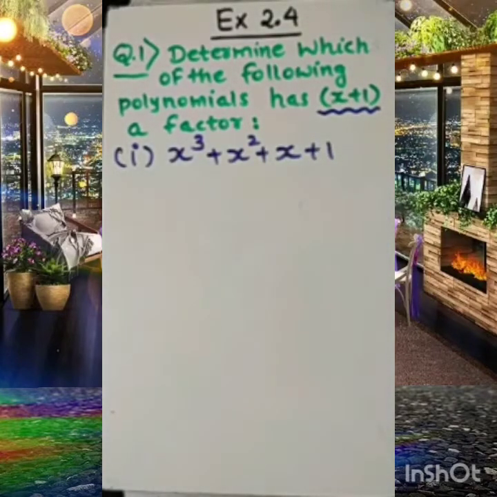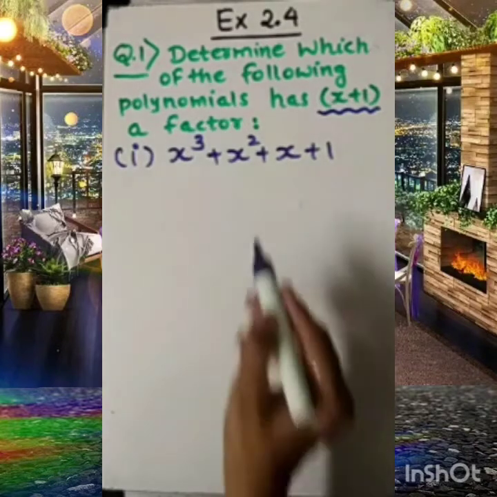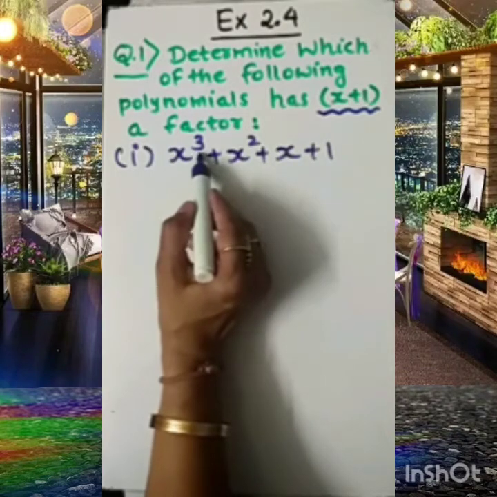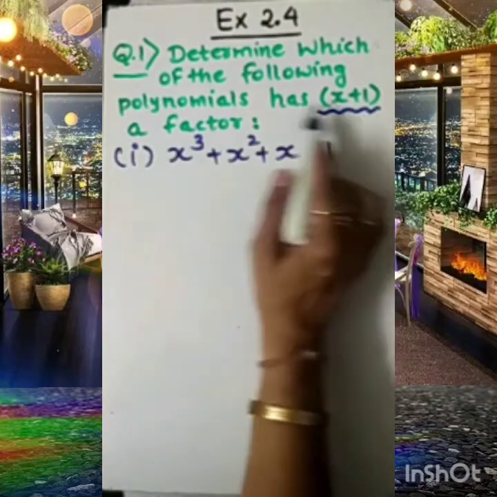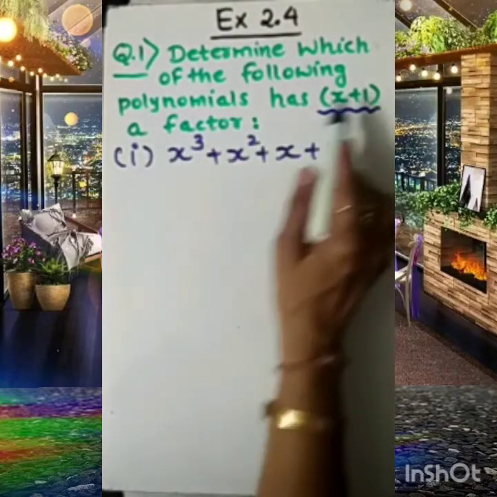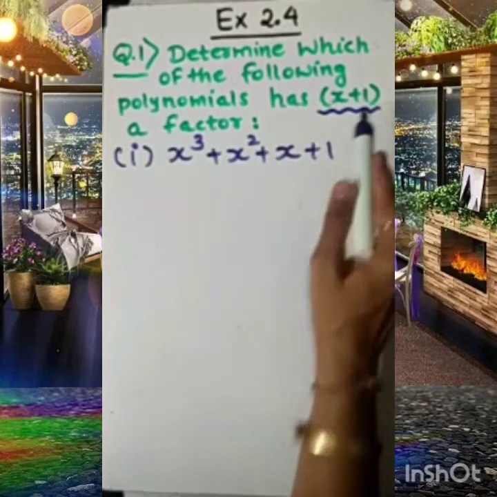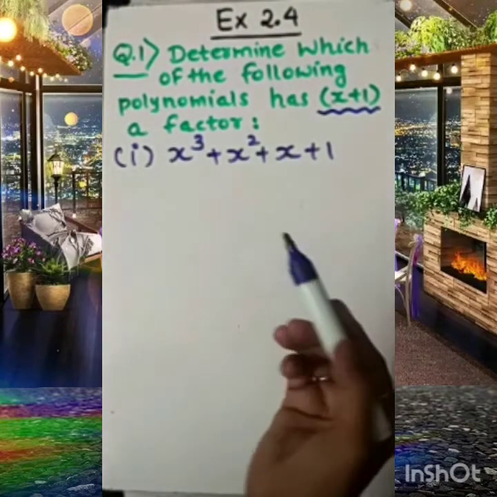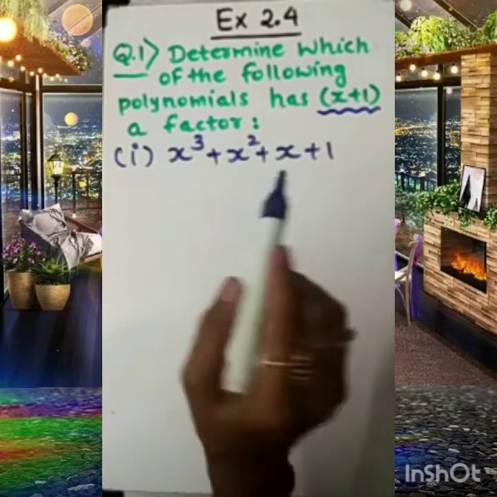It has four terms, we can see. And if I ask the degree of the polynomial, that is the highest power, which is 3 here, right? But here we need to check whether x plus 1 is a factor of this polynomial or not. For that we are going to apply the factor theorem.